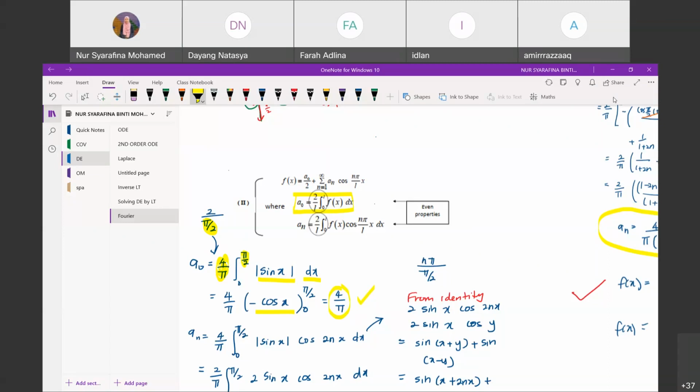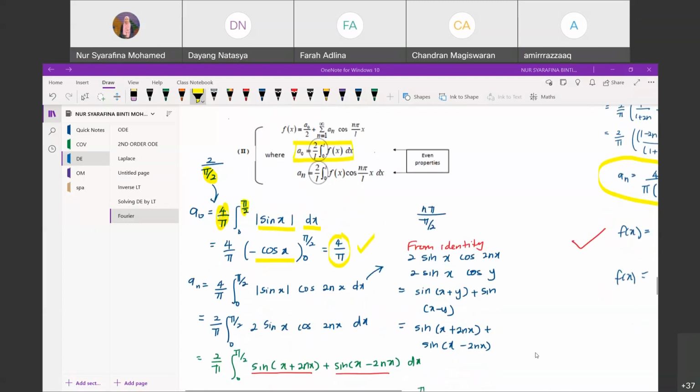Okay. So now let's proceed with an. As you can see, the Fourier series itself is an expansion of cosine and sine. Of course, for the usage of trigonometric functions, we will use identities in order to simplify. So don't worry, all the identities will be given in a formula sheet. You just have to know which identity you can use. Right, so now let's proceed with an.